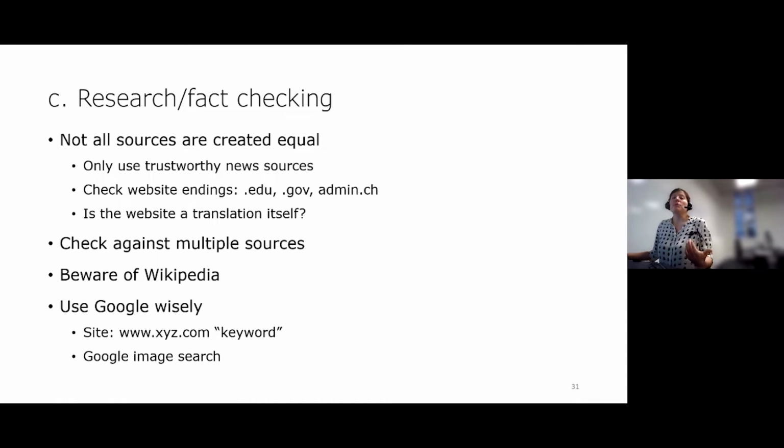Website endings can help you assess the quality of the site. .edu is the ending for universities in the US, while endings like .gov for the US and admin.ch for Switzerland indicate that those are official government websites. If you're looking up product names, the best place to look is the website of the client you're proofreading for.